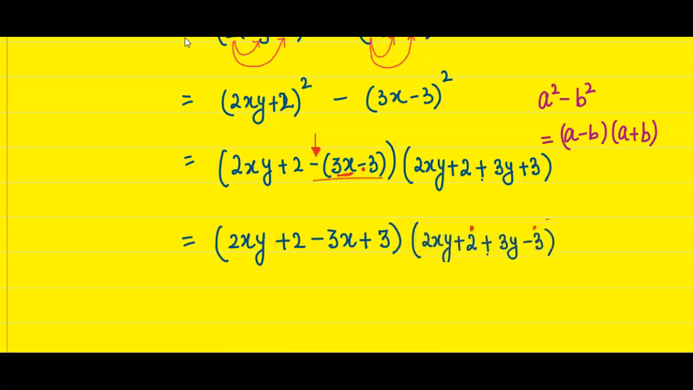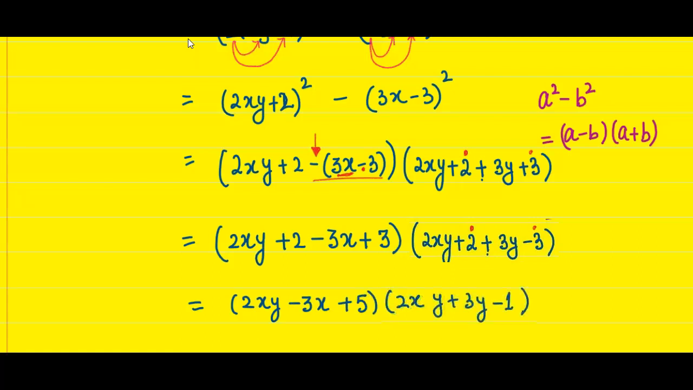So we can simplify the second factor a little bit. 2 plus 3 will be 5. So we will write the first term 2xy plus 3x plus 5. And in the first factor also we need to simplify. So we have 2xy minus 3x plus 5. So I am rewriting the second factor. So these are the two factors.